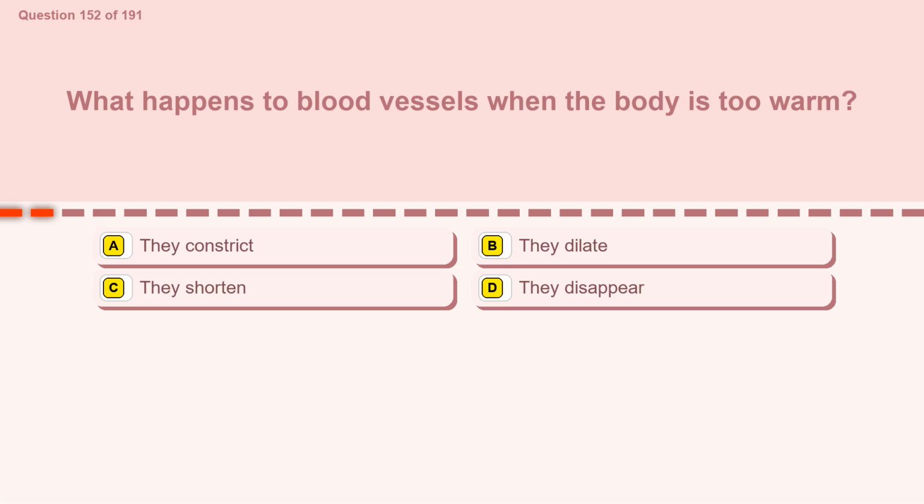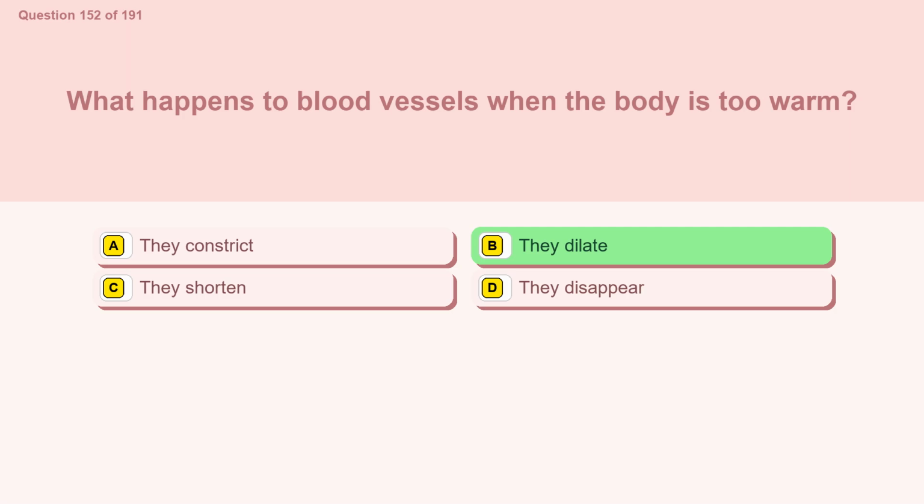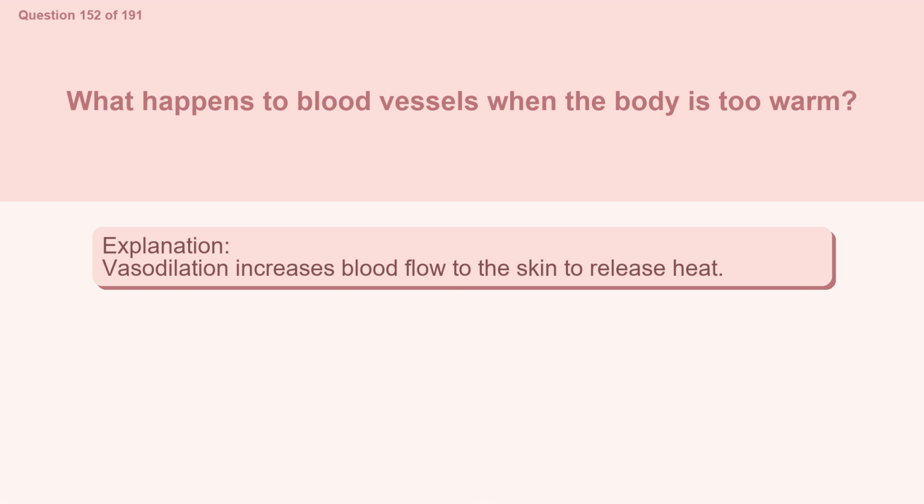Question 152. What happens to blood vessels when the body is too warm? Option A, they constrict. Option B, they dilate. Option C, they shorten. Option D, they disappear. The correct answer is option B, they dilate. Vasodilation increases blood flow to the skin to release heat.